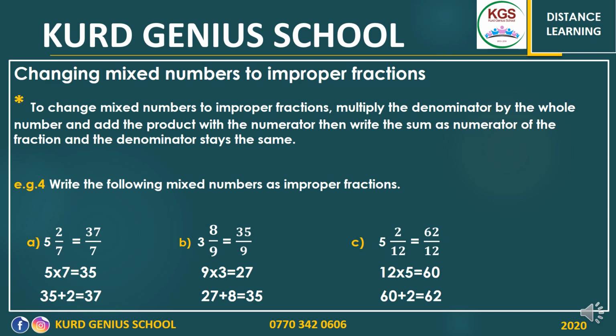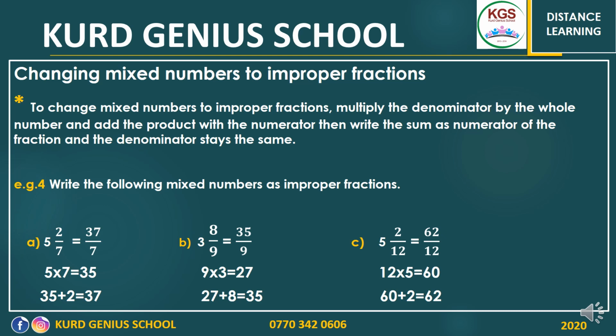Changing mixed numbers to improper fractions. To change mixed numbers to improper fractions, multiply the denominator by the whole number and add the product with the numerator, then write the sum as numerator of the fraction and the denominator stays the same. When you read this note, it somehow looks complicated, but actually it's very easy.